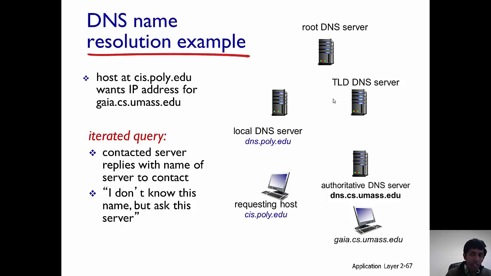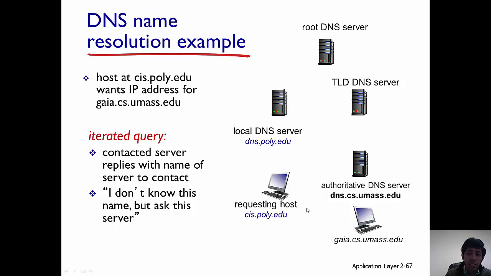Okay, so now that we have a fairly good understanding of what the root DNS is, what the TLD DNS is, what the authoritative DNS is, as well as the local DNS server, let's see how domain name resolution actually takes place using an example. The example that we're going to look at here is the iterated query. Say this host here, that is cis.poly.edu, is trying to access gaia.cs.umass.edu. To be able to access the web page of gaia.cs.umass.edu, it needs the IP address of gaia.cs.umass.edu.